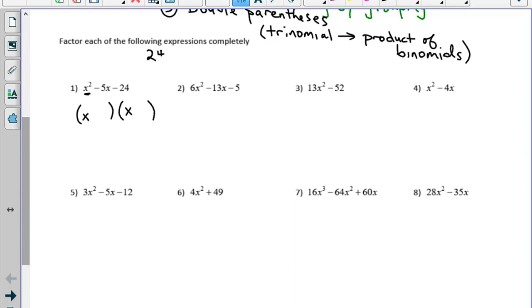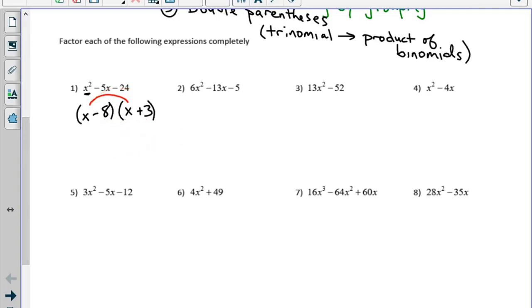24 could be 24 times 1, 12 times 2, 8 times 3, or 6 times 4. Those are all options there. But what we have to end up figuring out is how can I get a negative 5 in the middle? And I can get a negative 5 in the middle if I have minus 8 and plus 3. I can always check my answer by distributing it back out. So if I use the distributive property, x squared plus 3x minus 8x minus 24, that ends up being minus 5x in the middle. It ends up working out.